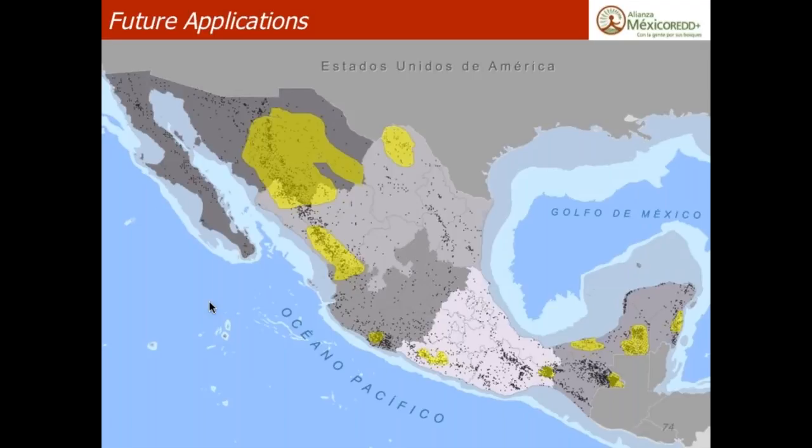So what you can think about is designing a LiDAR flight strategy based on a stratified sample approach that will sample all the different vegetation types and structures that you have in the country. You don't really need wall-to-wall, I mean, wall-to-wall LiDAR for countries like Mexico.